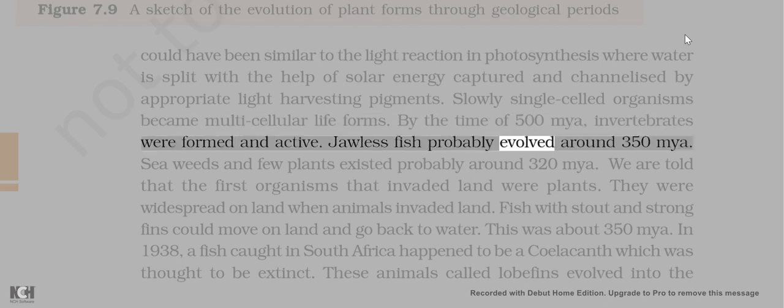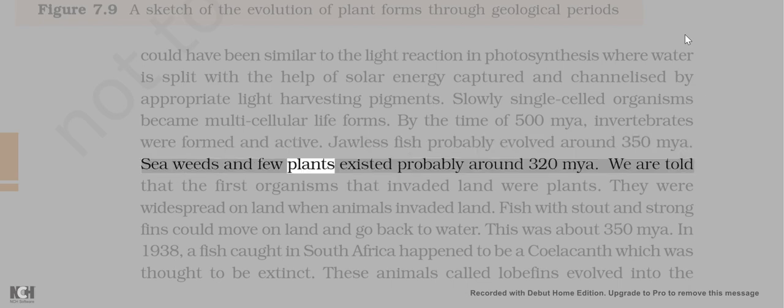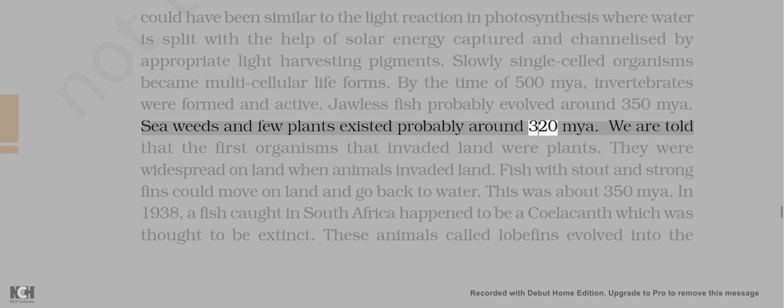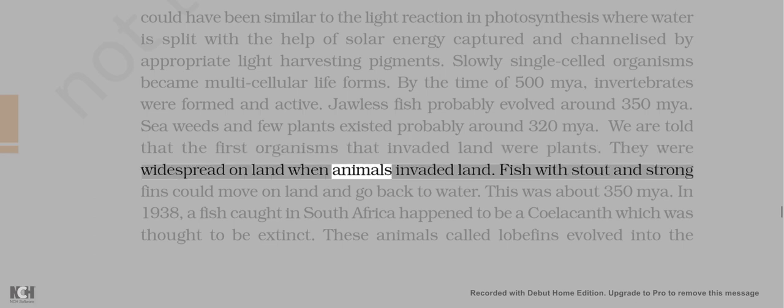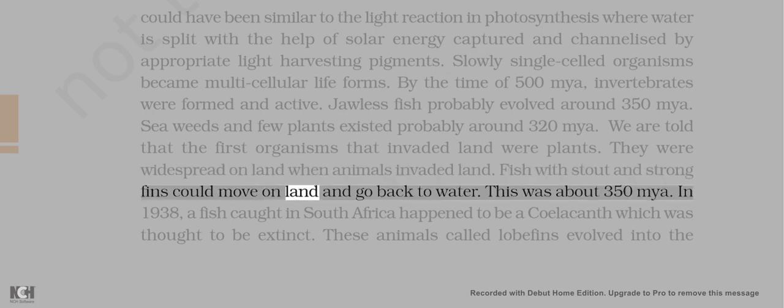Jawless fish probably evolved around 350 mya. Seaweeds and a few plants existed probably around 320 mya. We are told that the first organisms that invaded land were plants. They were widespread on land when animals invaded land. Fish with stout and strong fins could move on land and go back to water. This was about 350 mya.